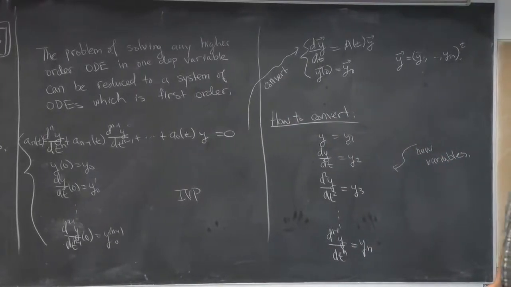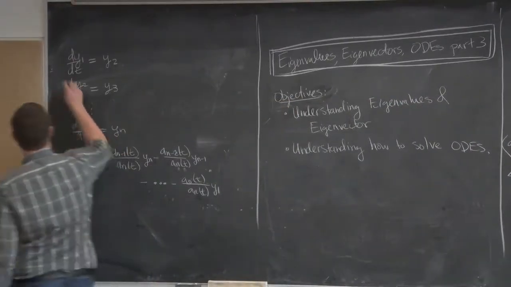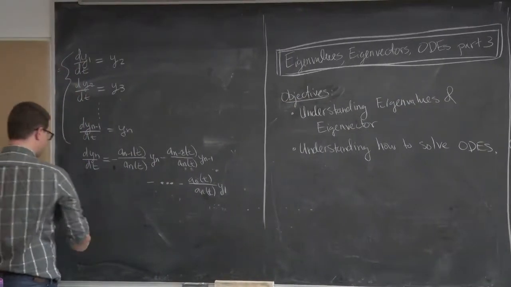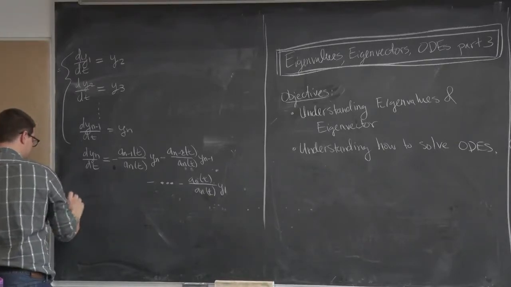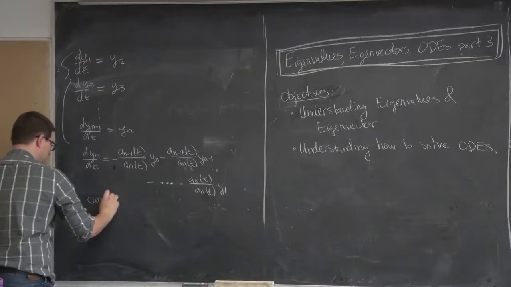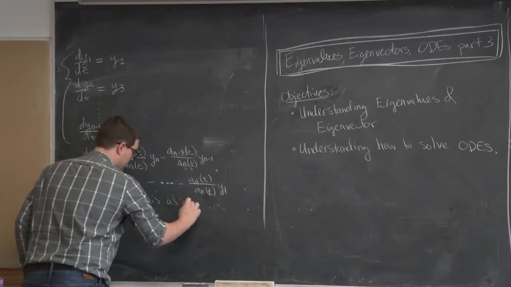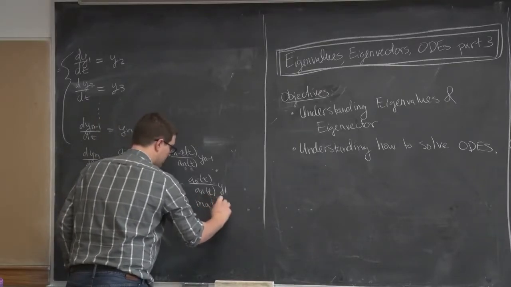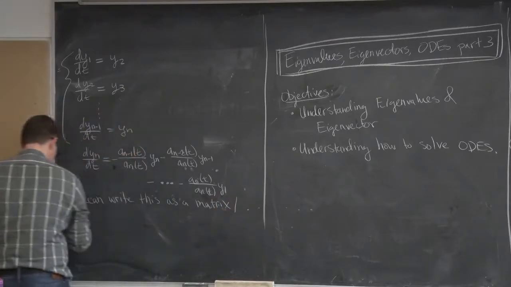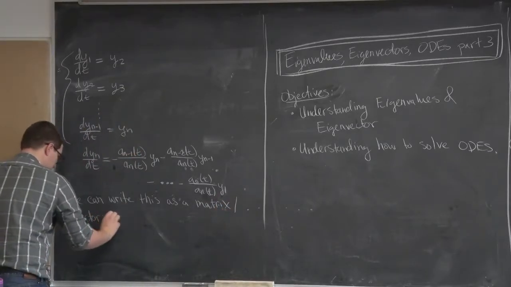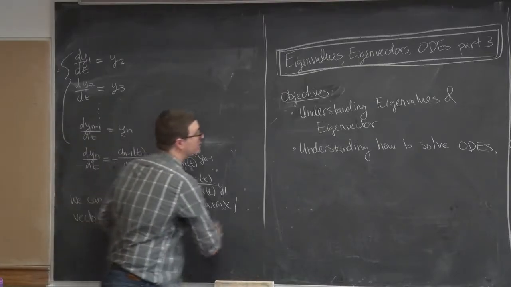Okay, and this gives us the following differential equations. So we have this system of differential equations here. And this gives us now that, well, we can write this as a matrix, slash vector equation. All right.